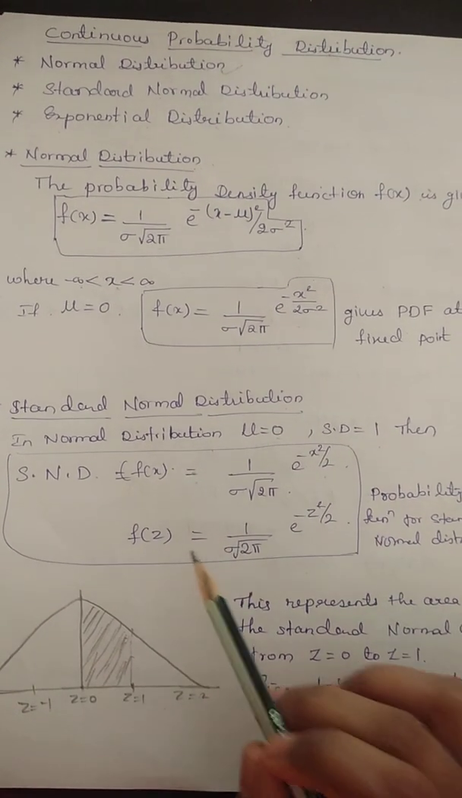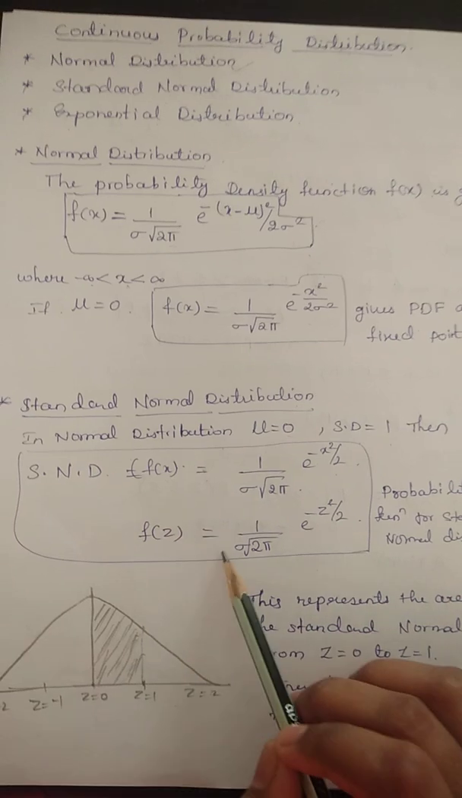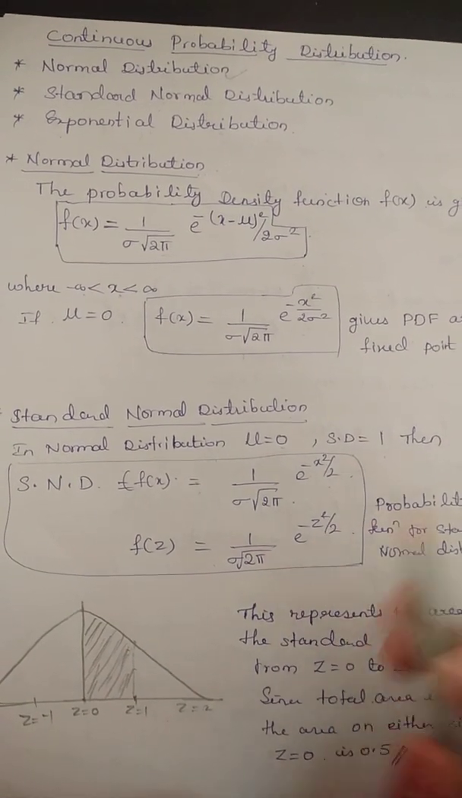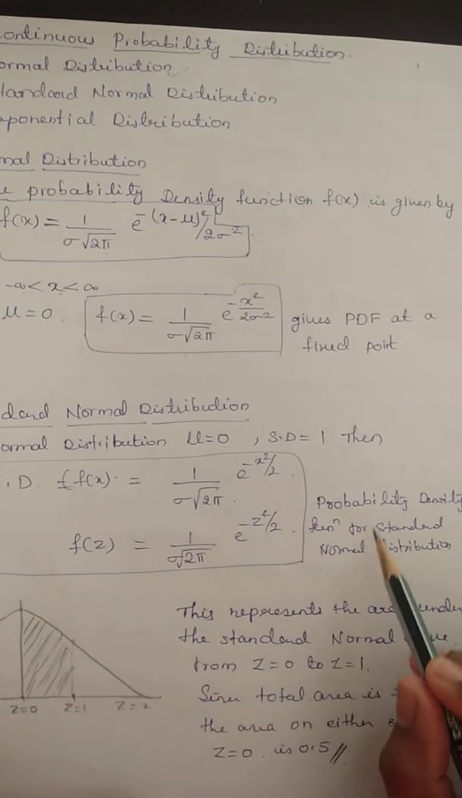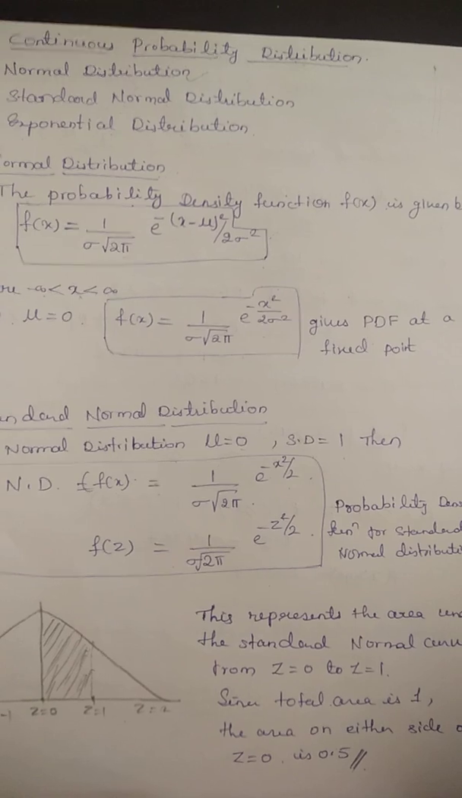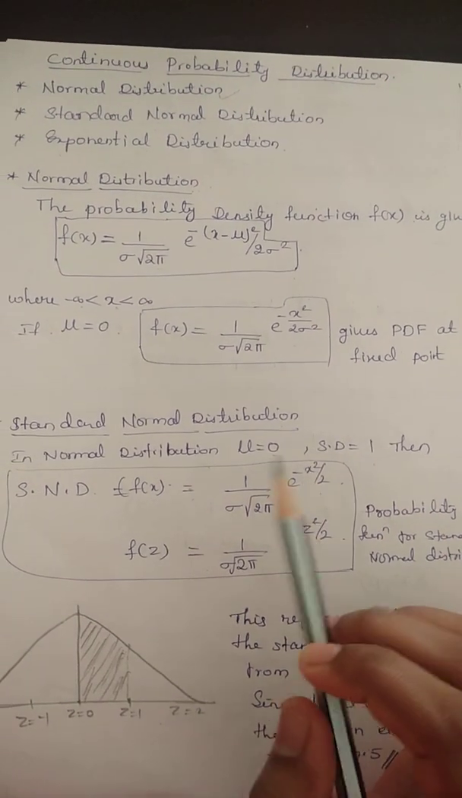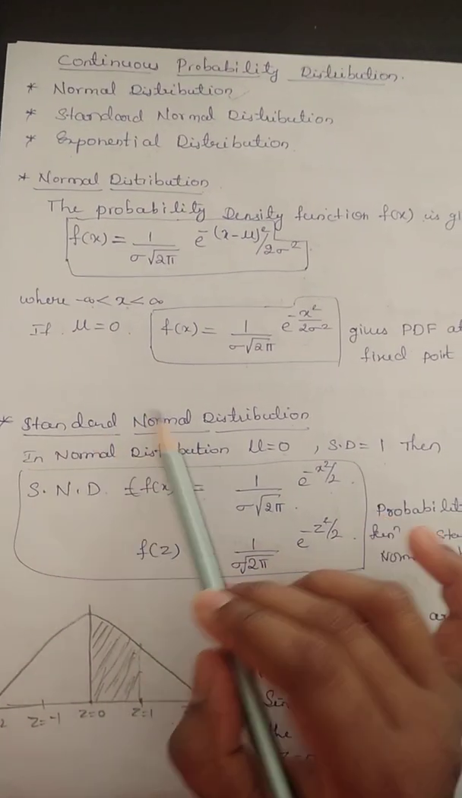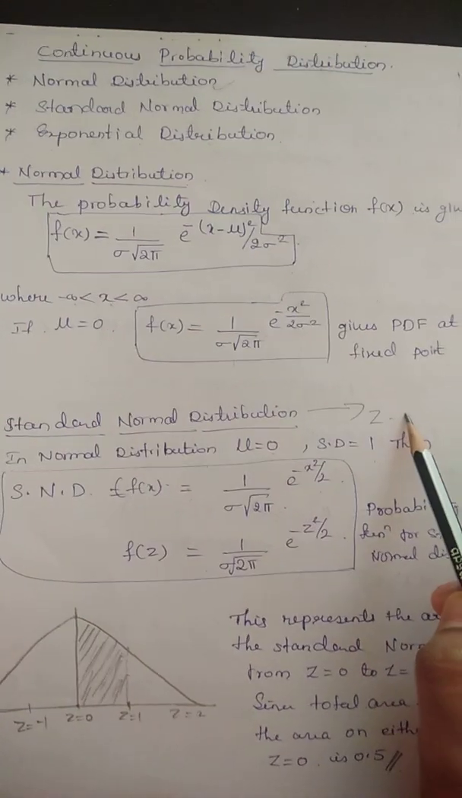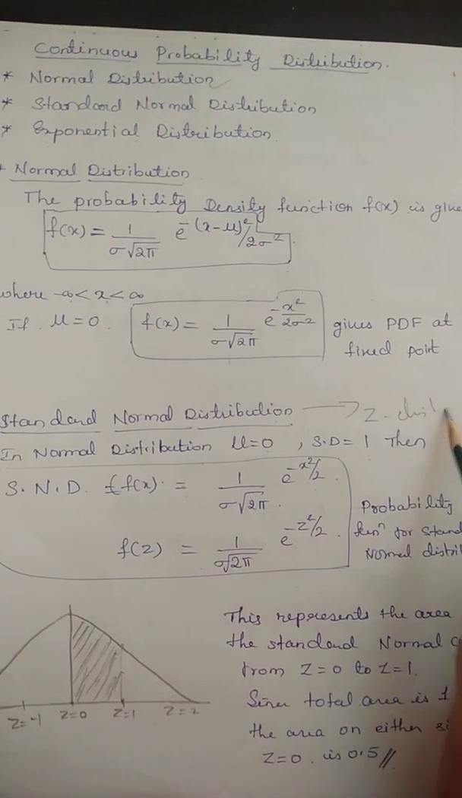In some books it is given as f of z is equal to 1 upon root 2 pi e raised to minus z square by 2. So this gives the probability density function for the standard normal distribution. In some books the standard normal distribution is called the z distribution.